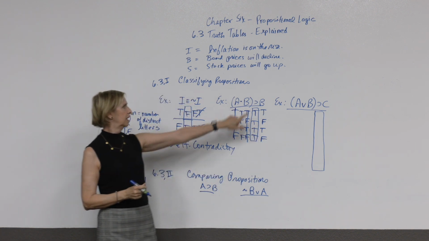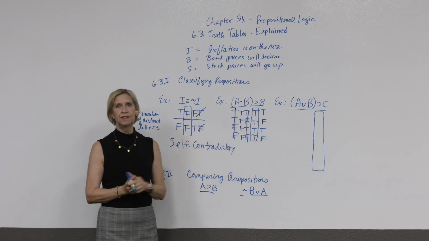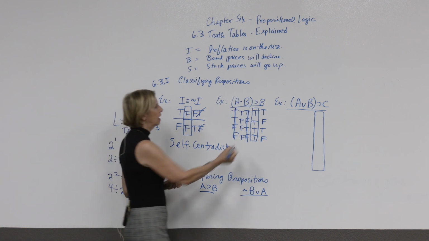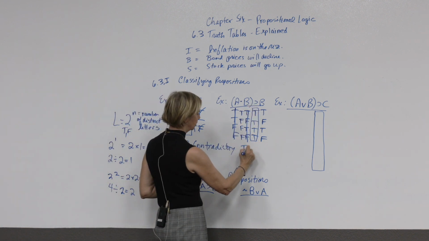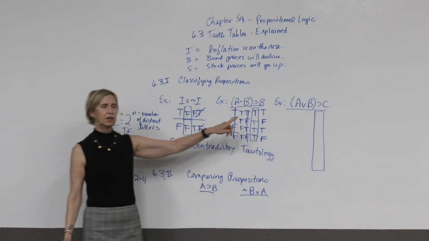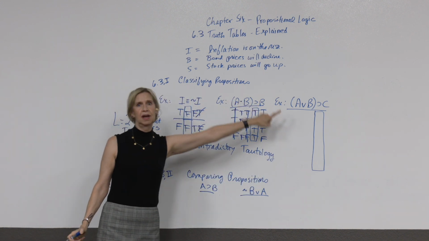Oh, what happened? Well, no matter what the values of A and B were, and we tried all 4 possible combinations, it comes out true every time. This is called a tautology. Okay? Again, we could know that if A and B are true, then they imply B.